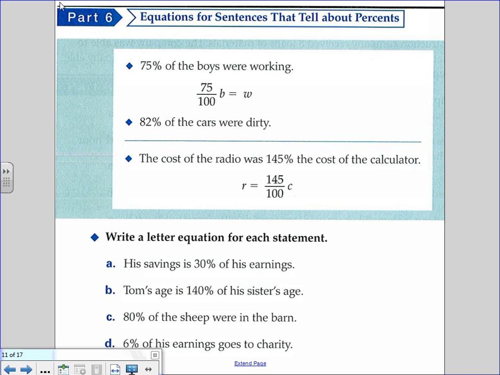All right, now we are going to review for part 9 of your test. So again, this is for part 9. And these are problems involving percents.